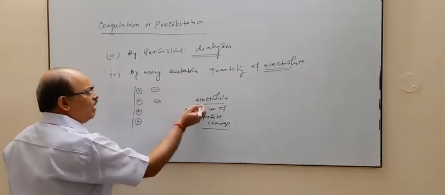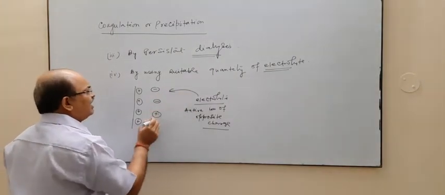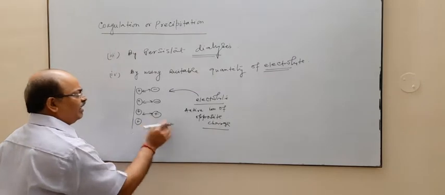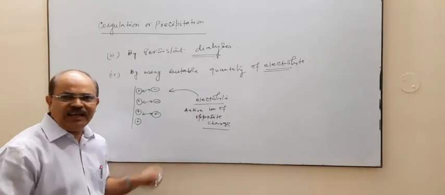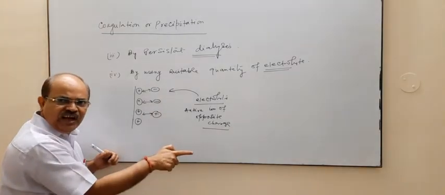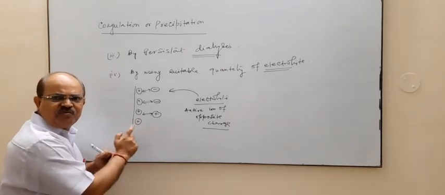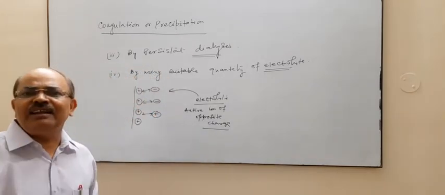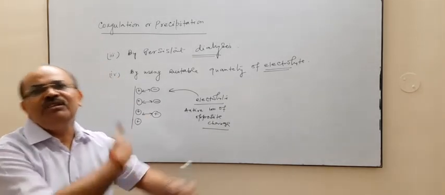When you add this electrolyte, the negative ion of the electrolyte will absorb and neutralize the positive charge of the colloid. The electrolyte which contains an active ion of negative charge will neutralize this positive charge, and when it neutralizes the positive charge, the colloidal particles will form aggregates and coagulate.